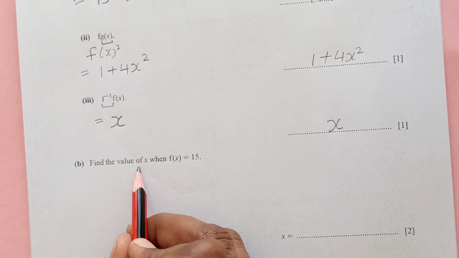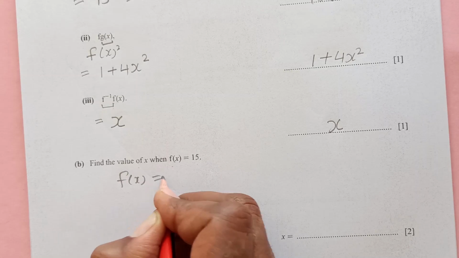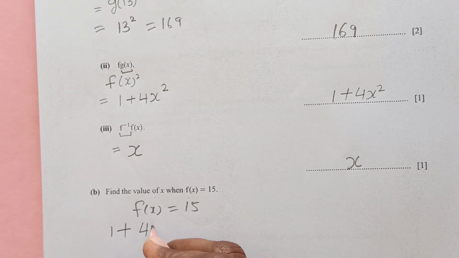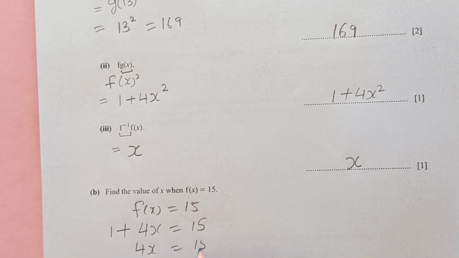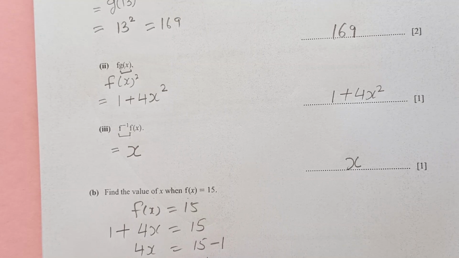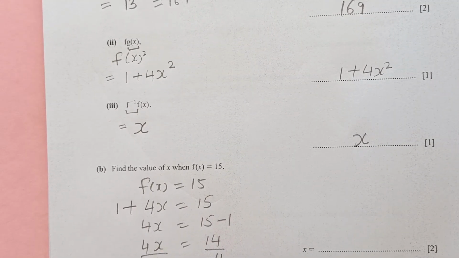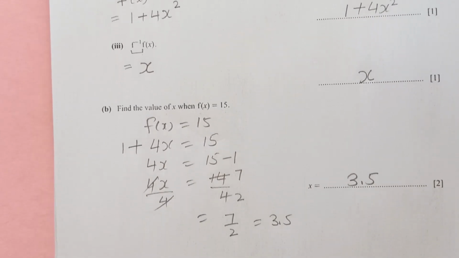Now find the value of x when f(x) is 15. Now f(x) is 1 plus 4x. So 1 plus 4x is equal to 15. And then 4x is 15 minus 1, which is 14. So x is going to be, divide by 4, divide by 4. So this is 2 times 7 over 2 times 2, 7 over 2 or 3.5. So 3.5, right?